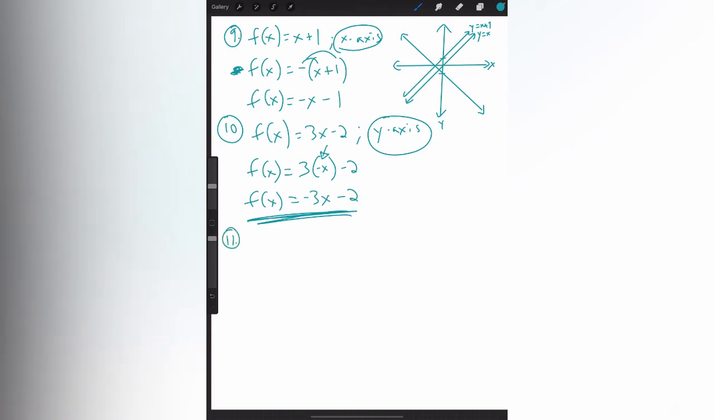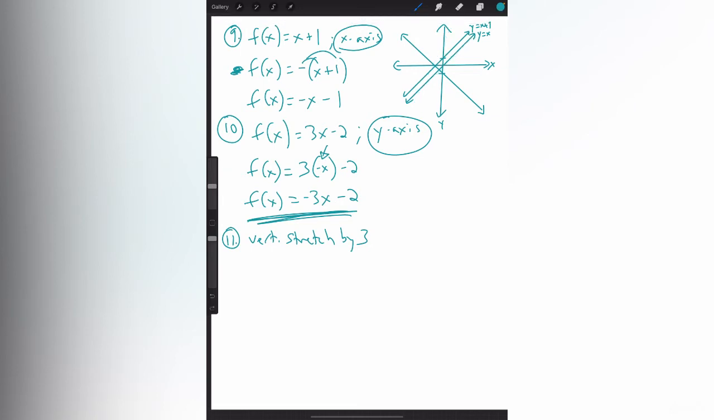Number 11, it says we're going to do a vertical stretch by a factor of 3. So I'll say vertical stretch by 3. And a vertical stretch actually takes a graph. Let's say I have a line that looks like this. A stretch would move it closer to more of an up and down line, right? You're stretching it vertically. You're making it longer going that way.